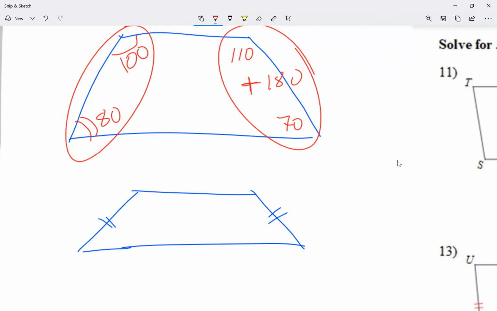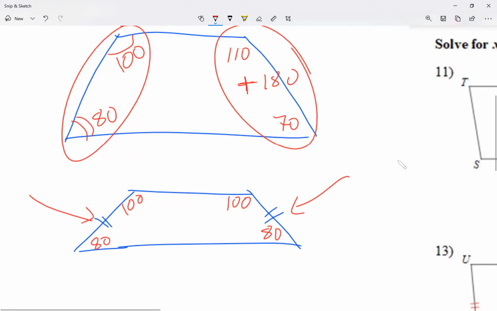So in this case, let's say this is 100, this is 80. On the other side, it has to also be 100 and then 80. So again, the 2 angles on the left add up to 180. The 2 angles on the right add up to 180. They don't have to be the same numbers on both sides unless my trapezoid is an isosceles trapezoid. So let's take a look at our work.